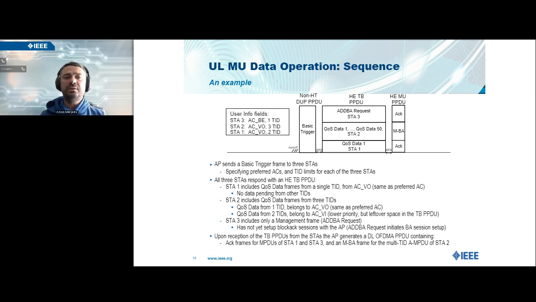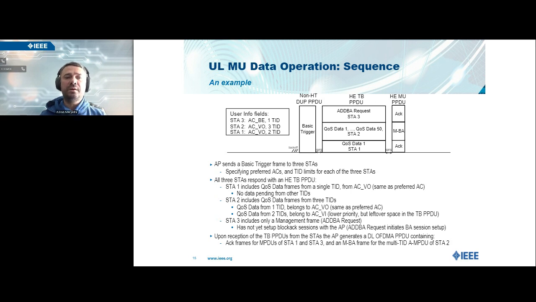And for station 3 here, even though the trigger is soliciting data frames, station 3 does not have any data to send, but it has a management frame to send in the uplink, and hence uses that opportunity to send that action frame, this ADDBA request frame, to the access point, which is essentially a frame that initiates a block ack session setup with the access point.